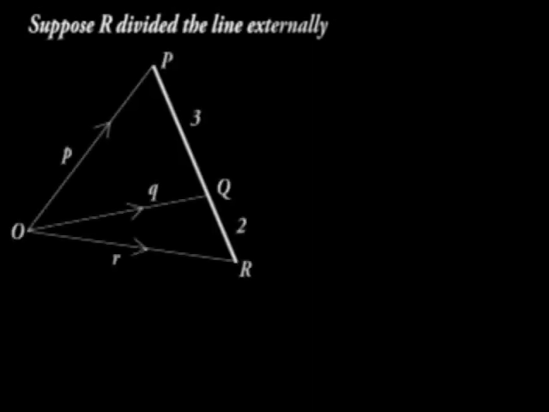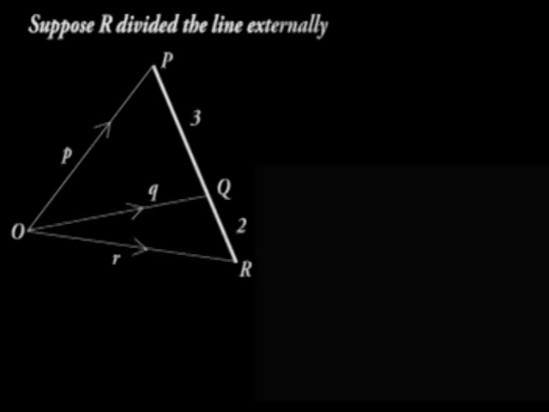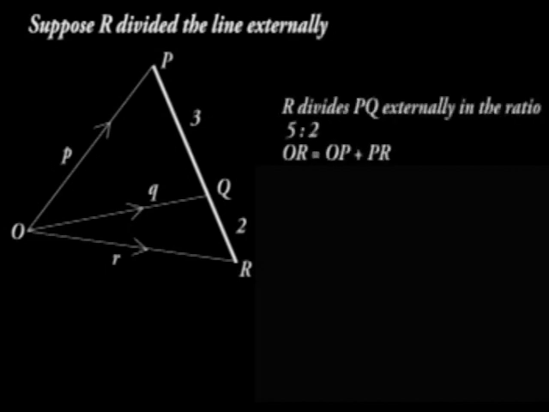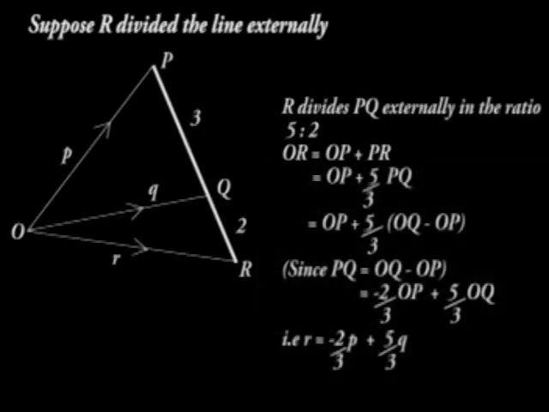Suppose R divides the line externally. We shall have the figure below. R divides PQ externally in the ratio 5:2, and OR is equal to OP plus PR. Following the same principles, we have R is equal to -2/3 P plus 5/3 Q.